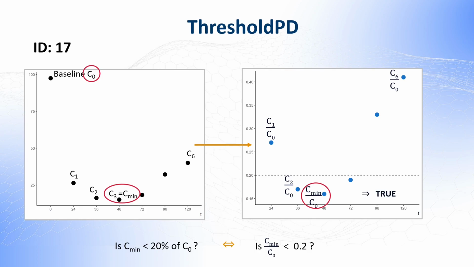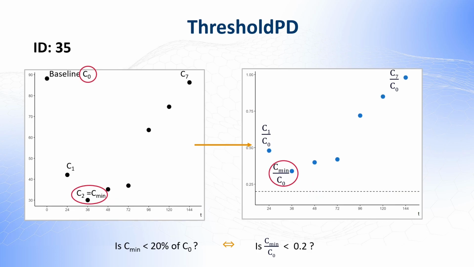In this concrete example, the condition is met and we get the true outcome. Here too, we have a subject with simulated PD data, whereas the condition Cmin less than 20% of the baseline value, which is equivalent to Cmin divided by baseline is less than 0.2, is not fulfilled. Now we have all the tools we need to define the outcomes.